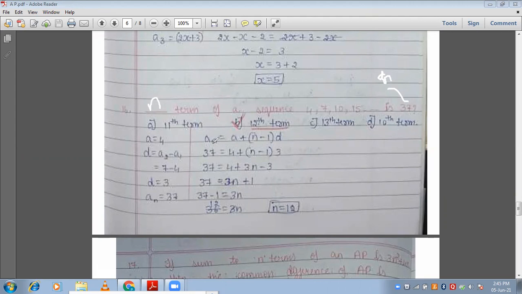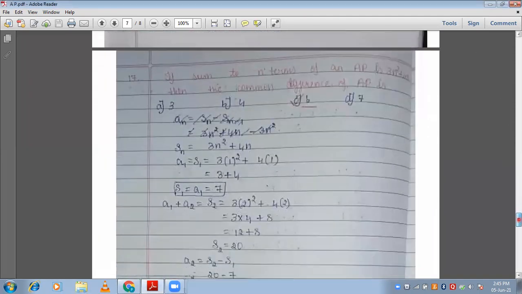We know the formula. AN is equal to A plus N minus 1 into D. AN is 37, equal to the value of A, 4, plus N minus 1 into the value of D, 3. Simplify this one, you will get n is equal to 12. Option B is right, 12 terms. The 12th term is 37.